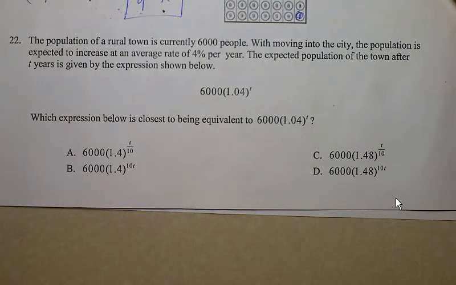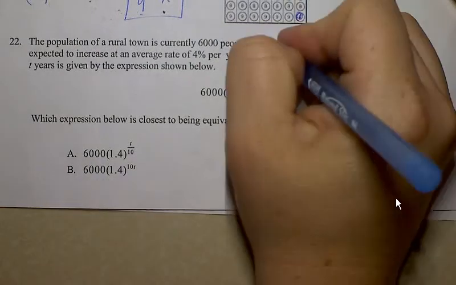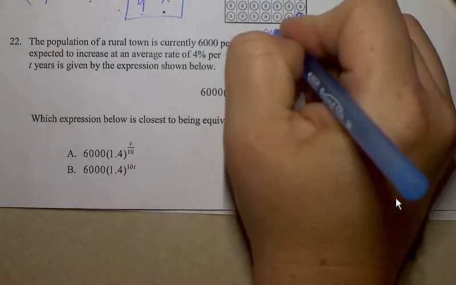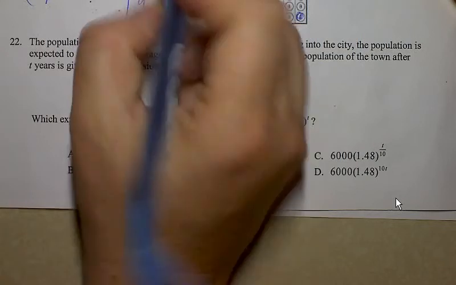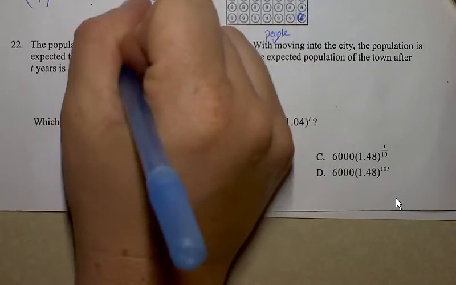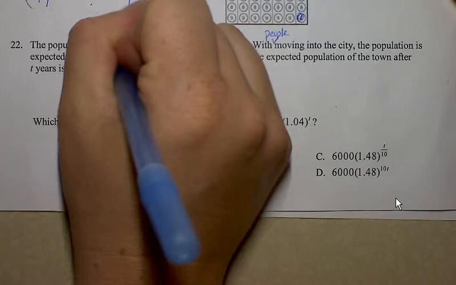The population of a rural town is currently 6,000 people. With people moving into the city, the population is expected to increase. Okay, hold on one second. Let's check out the word rural here. Otherwise, that won't make much sense.